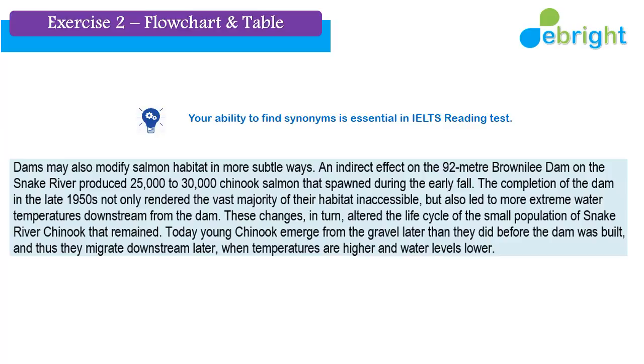Dams may also modify salmon habitat in more subtle ways. An indirect effect of the 92-meter Brownlee Dam on the Snake River: the river produced 25,000 to 30,000 Chinook salmon that spawned during the early fall. The completion of the dam in the late 1950s not only rendered the vast majority of their habitat inaccessible, but also led to more extreme water temperatures downstream from the dam. These changes, in turn, altered the life cycle of the small population of Snake River Chinook that remained. Today, young Chinook emerge from the gravel later than they did before the dam was built, and thus they migrate downstream later, when temperatures are higher and water levels lower.